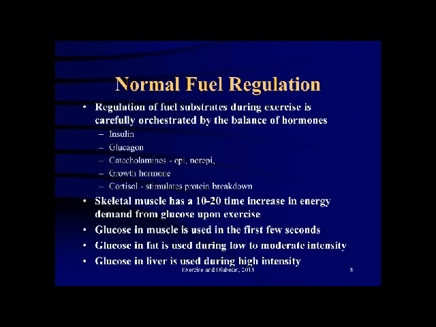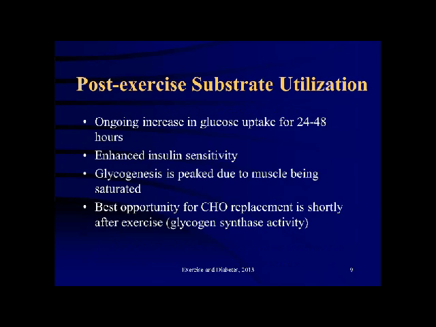Glucose and fat are used during low to moderate intensity, and this is really ideal for individuals that are pregnant because lots of times they are really trying to maintain this behavior even after the baby comes. And then glucose in the liver is used during high intensity.